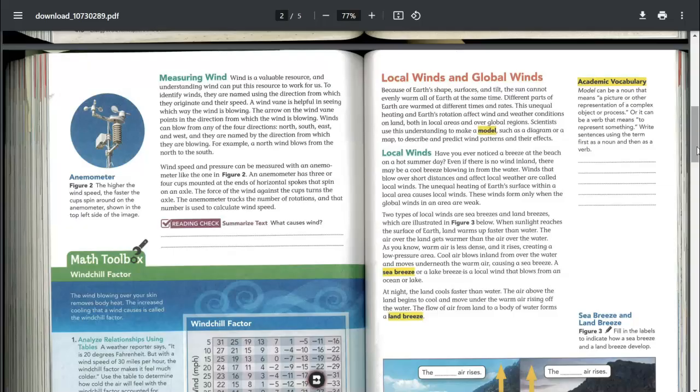Local winds. Have you ever noticed a breeze at the beach on a hot summer day? Even if there is no wind inland, there may be a cool breeze blowing in from the water. Winds that blow over short distances and affect local weather are called local winds. The unequal heating of Earth's surface within a local area causes local winds. These winds form only when the global winds in one area are weak. Two types of local winds are sea breezes and land breezes, which are illustrated in Figure 3 below.